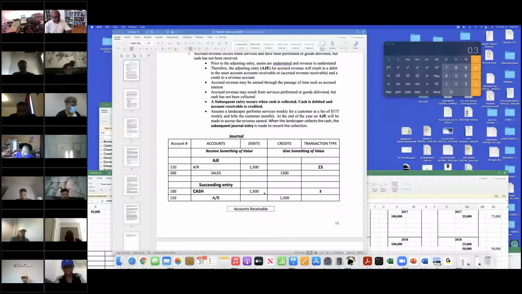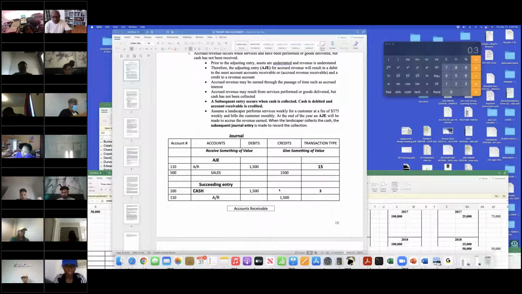He likes these transactions. He does the work. He recognizes the revenue. He sends you a bill. You pay him cash later. That's fine with him. So are there any questions on accrued revenue? Well, we're going to make this AJE, then we're going to collect the cash later. This is a typical type 15, debiting a receivable and crediting revenue, and then a type 3, where we debit cash and credit account receivable.